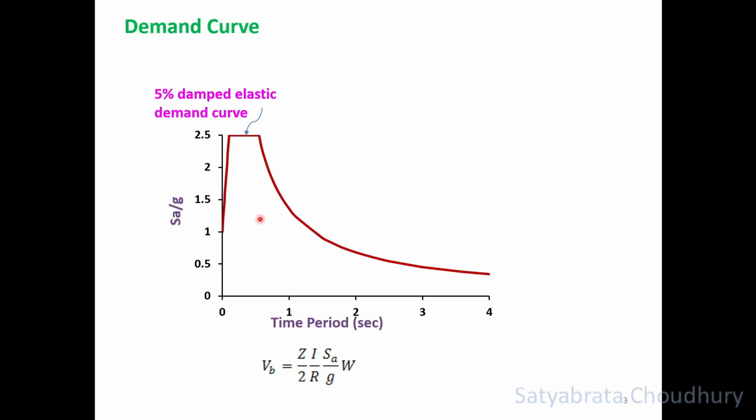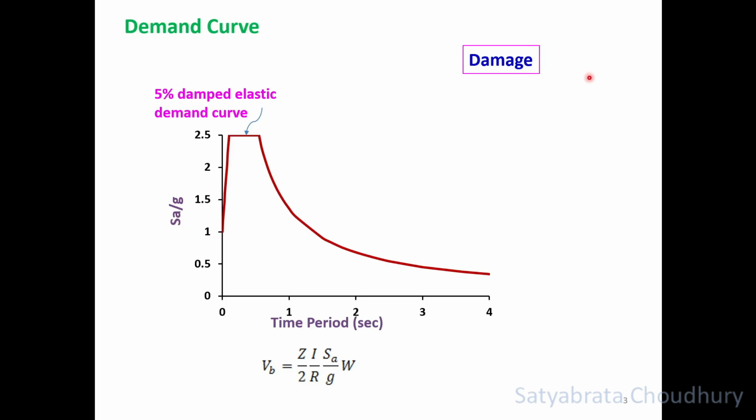So the demand curve taken from one code looks like this. It is the Indian code. This demand curve, which is given in the code, is given at 5% damping. 5% damping is the material damping for RCC. So this is taken as the basic damping at which the design spectra are given in different codes, and this is the elastic condition of the demand. So this is called the 5% damped elastic demand curve.